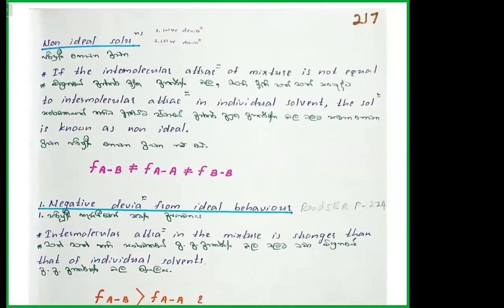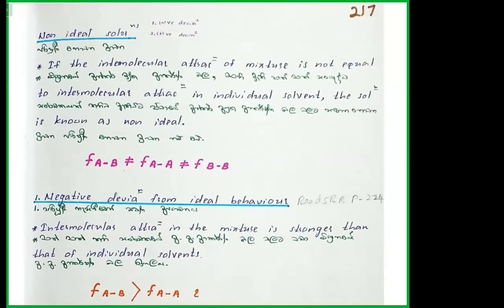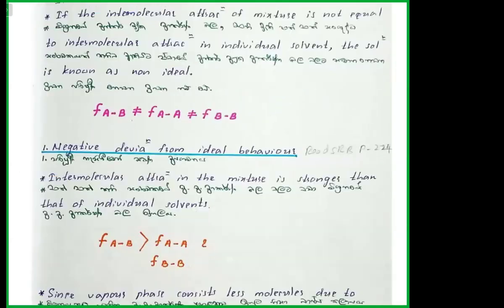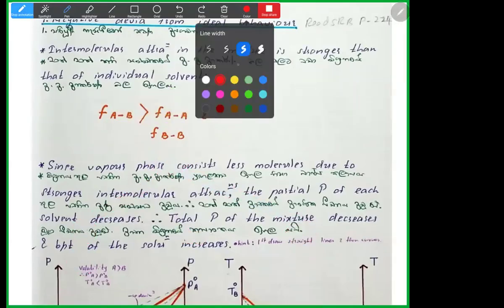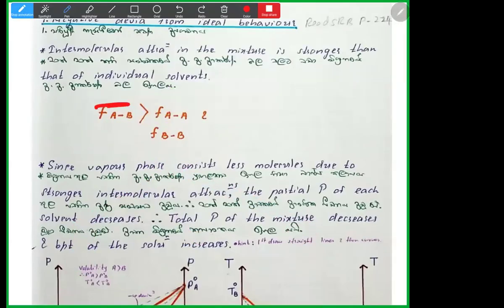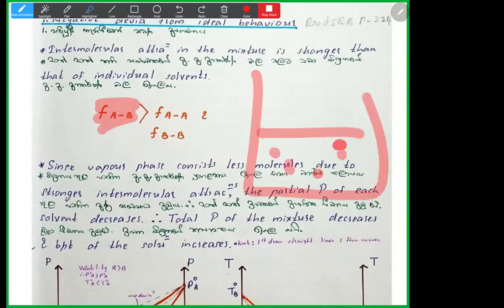Non-ideal. Ideal means the same interactions. Non-ideal means the interactions are not the same. Interactions can be greater or less. Let's say when they are together, their interactions are greater. Now the interactions are greater. When the interactions are greater here, can they operate more?